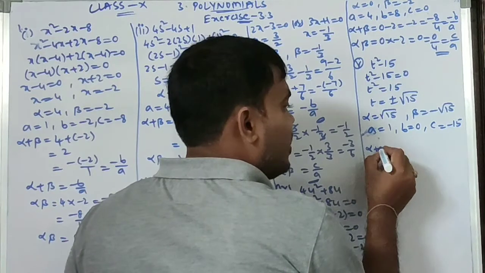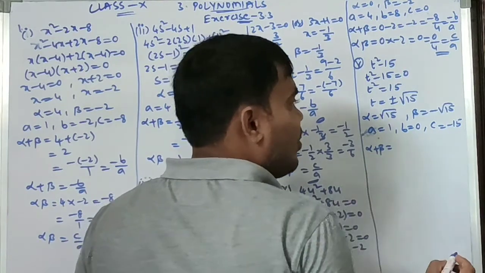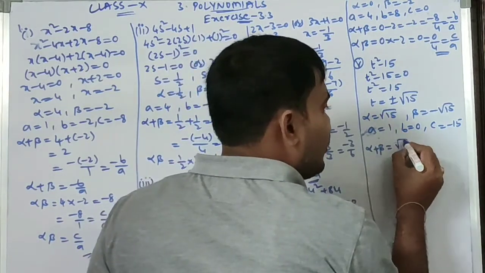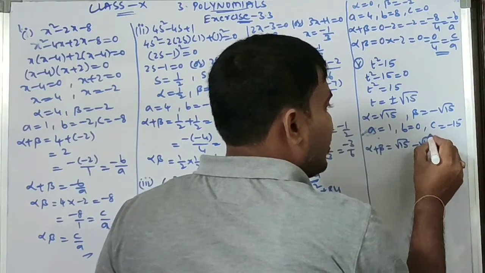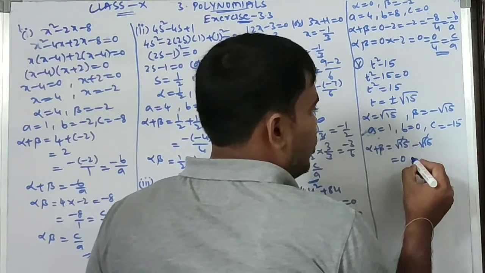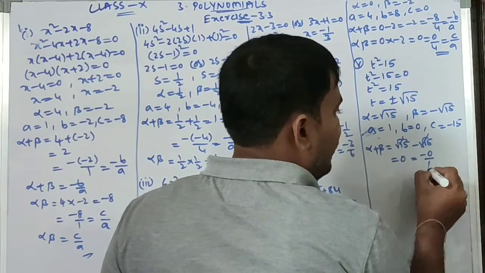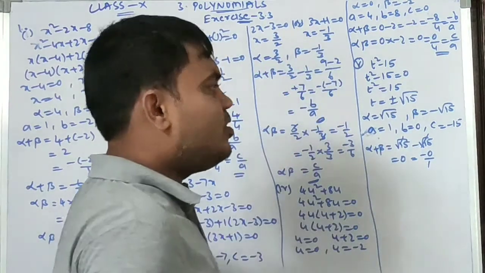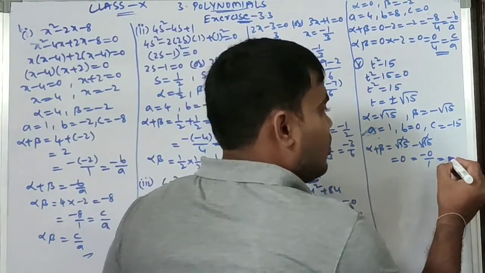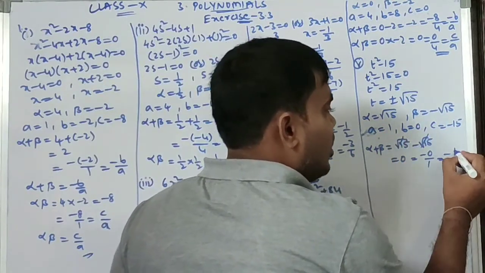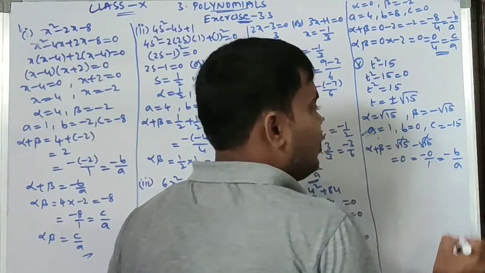Now alpha plus beta equal to root 15 minus root 15. Cancel, 0. So I will write this one as 0 by minus 0 by 1. 0 or plus 0 or minus 0 is the same. So minus 0 equal to B, 1 equal to A. Minus B by A.